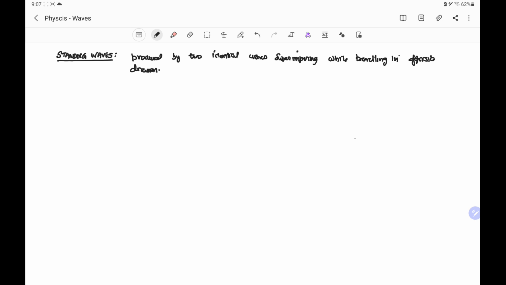If they get reflected from the rigid end or the fixed end, then there is a phase difference of pi. And if they are reflected from the open end or the free end, there is no phase difference.